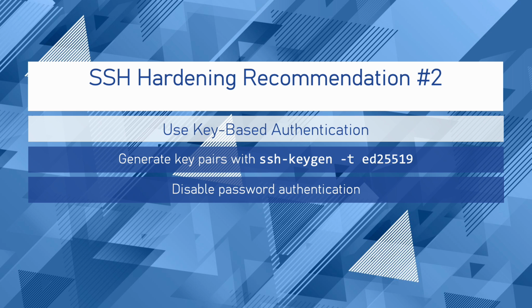Second, use key-based authentication instead of passwords. Keys are far stronger and less susceptible to brute force attacks than traditional passwords. You can generate a key pair using the command ssh-keygen -t ed25519, which creates a public and private key. The public key is placed on the server in the user's ~/.ssh/authorized_keys file, while the private key stays securely on the client device. To take this a step further, disable password authentication altogether by setting PasswordAuthentication to no in the SSH configuration file. This ensures that only users with valid keys can connect.